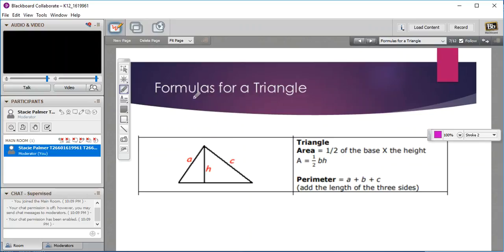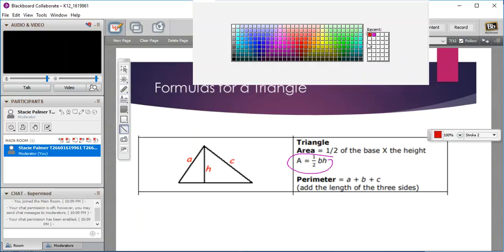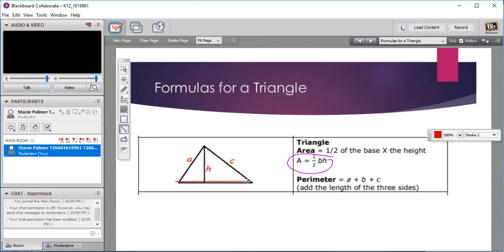The next one we're going to talk about is the formulas for a triangle. So to find the area of a triangle, we take 1/2 the base times the height. Okay, so on the triangle, this right here would be our base, okay? And then this right here is our height. So when we want to find the area of a triangle, we just do 1/2 times the base times the height. And then again, to find the perimeter, we're just going to add the distance around the outside.